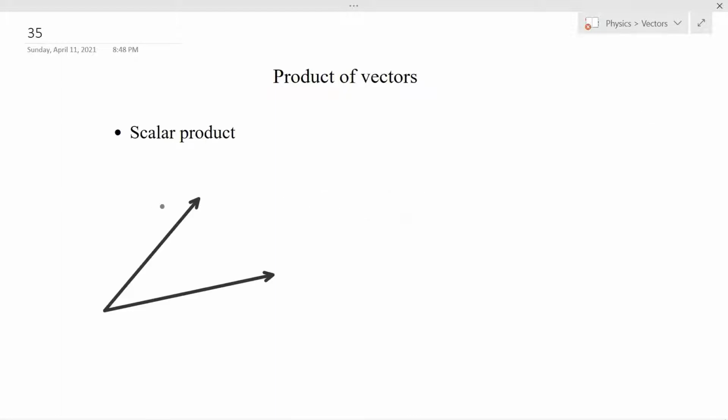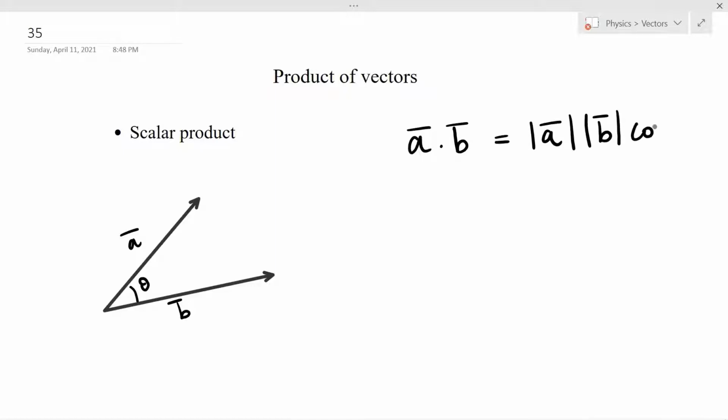Suppose I have two vectors, let's say a bar and the vector b bar, and let's say the angle between these two vectors is theta. Then the dot product between these two vectors a bar and b bar is defined as a bar dot b bar is equal to modulus of a bar into modulus of b bar into cos theta. The theta is the angle between these two vectors a bar and b bar.